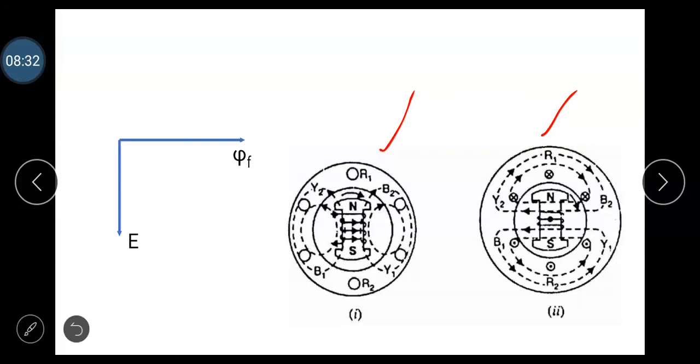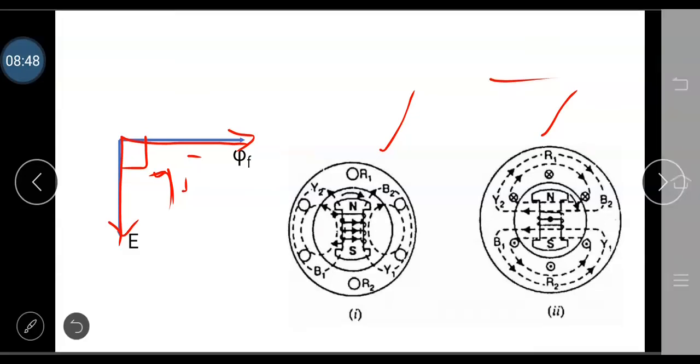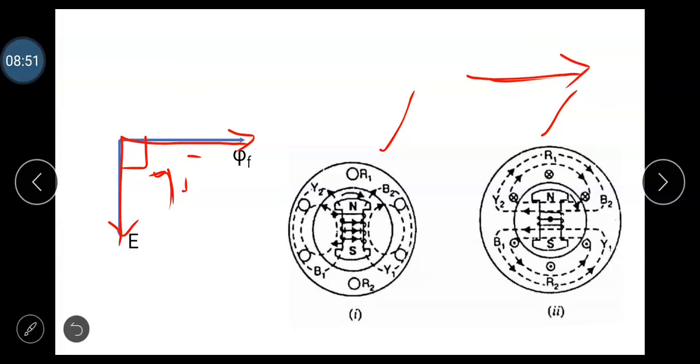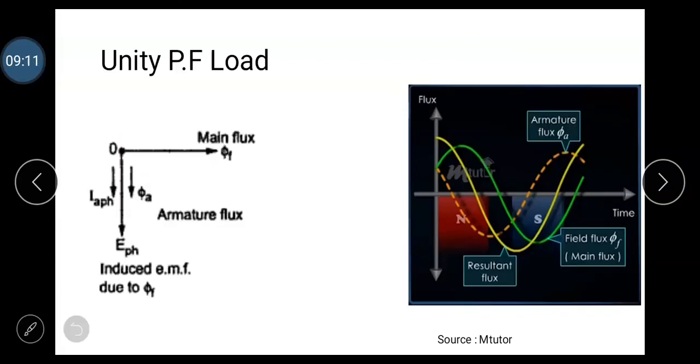So if you notice here, in the first figure, the main flux will be in this direction, and the EMF will be 90 degrees lagging. But in the second figure, this is armature flux, and it depends upon the direction of current. So the current direction determines the flux direction. Now we'll consider three things.